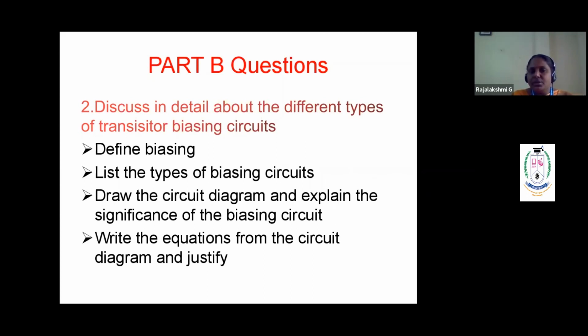What justification are you going to give? With this type of biasing method, you are able to obtain the stability in so and so form, whether it is equal to 1 or 1 plus beta, or still depends on some other value. All those justifications you have to give. So it is also an important question.